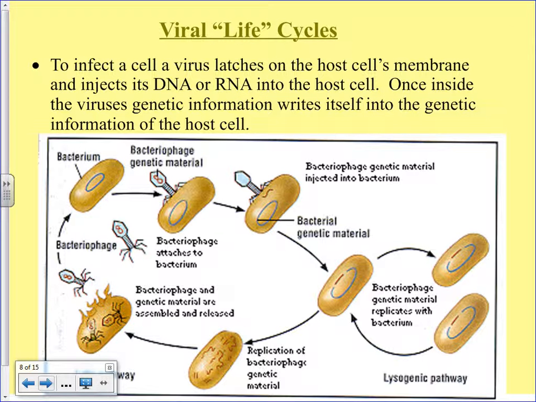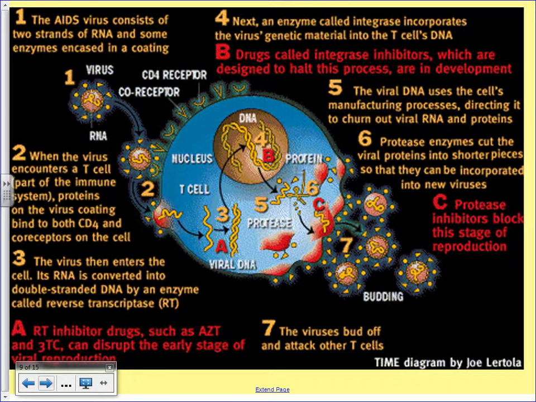All right, so again, this viral life cycle: to infect the cell, the virus latches onto the cell's membrane and injects its DNA or RNA in. Once inside, the virus's genetic information writes itself in, and then hijacks the cell. So here's how HIV works. Slightly different. HIV is what we call a retrovirus, so it goes through kind of a double cycle. The HIV virus, or AIDS virus, consists of 2 strands of RNA and some enzymes in a coating.